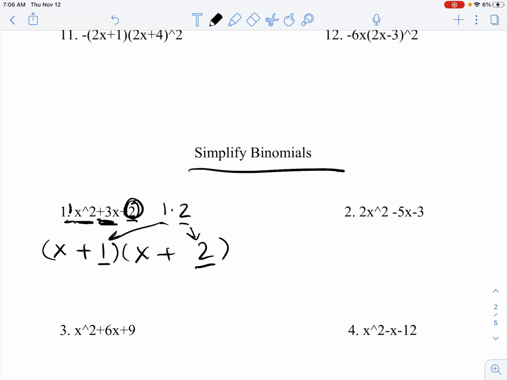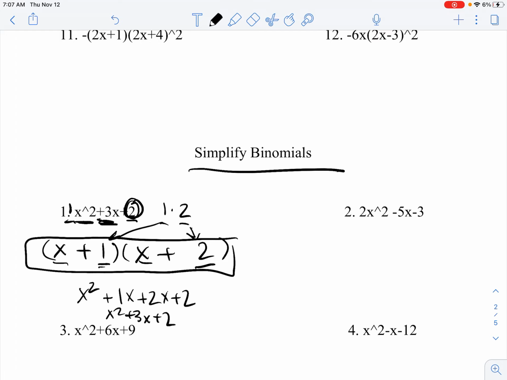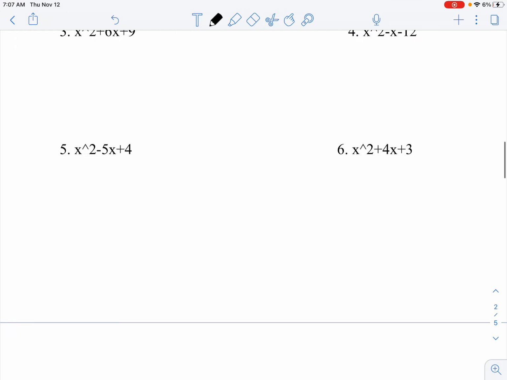To check our work, x times x is x squared, plus 1x, plus 2x, plus 2. So x squared plus 3x plus 2. So this is your answer. Moving on.